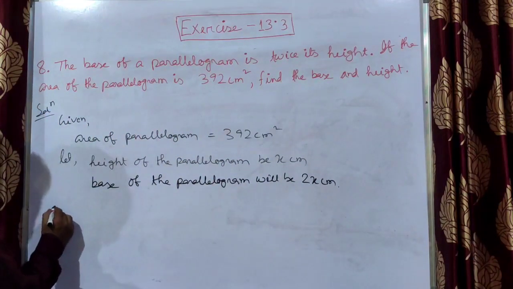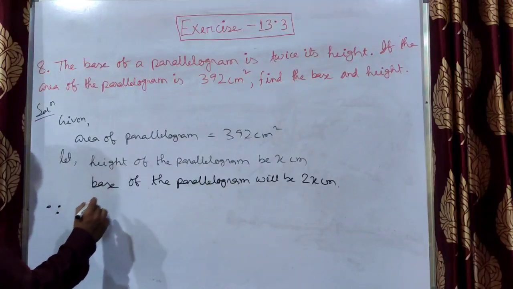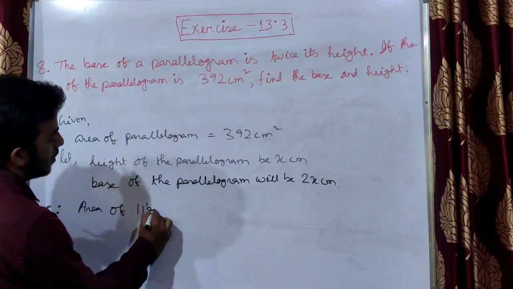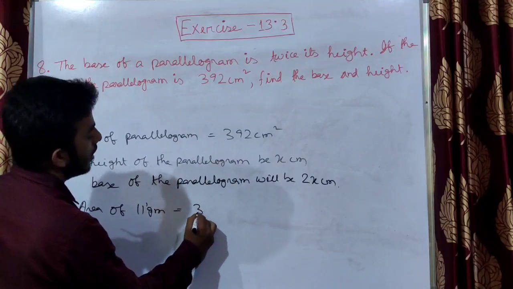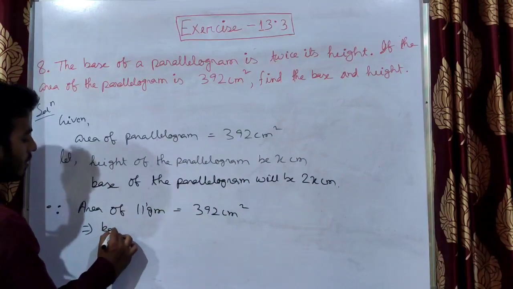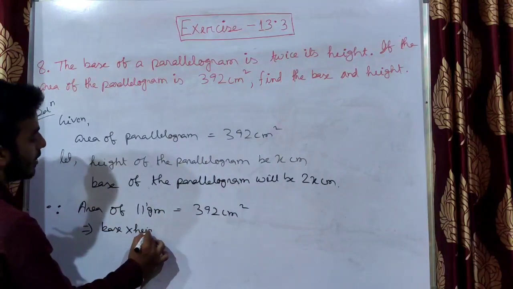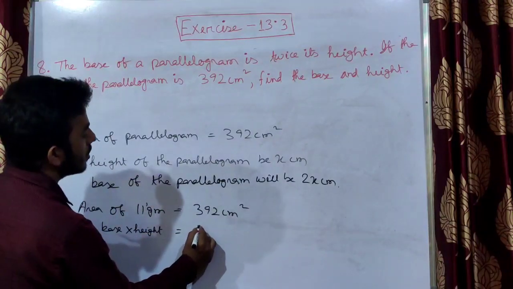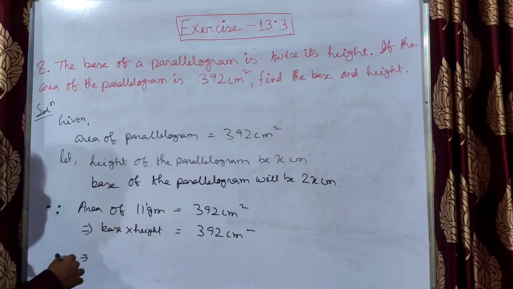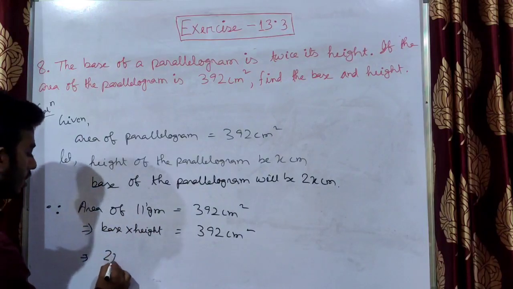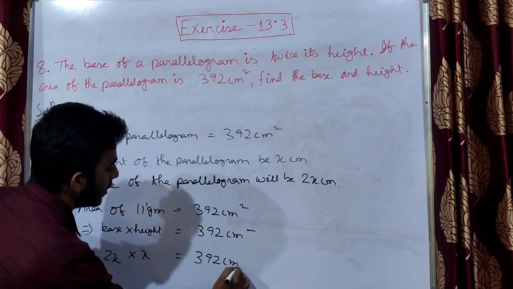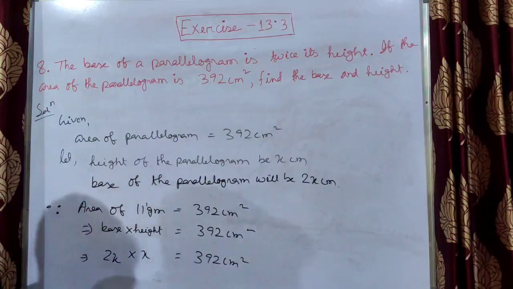So we will write, since area of parallelogram equals 392 centimeter square. So area of the parallelogram is base into height. Base into height equals 392 centimeter square. Base is how much? Base is 2x. 2x into x equals 392 centimeter square.